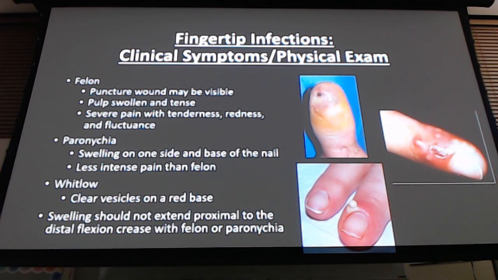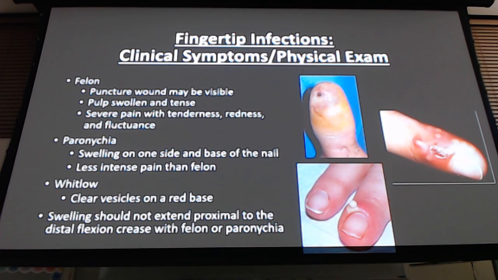And here, okay? And then if we talk about paronychia, that's swelling on one side of the base of the nail. Okay, paronychia here. It can be toenails too, correct? Yes. And less intense pain than a felon. The pain with paronychia is just that very discrete area. Once you lance it or make an incision, it drains like it's doing in that picture. Looks juicy, right? So then the pain actually goes away.